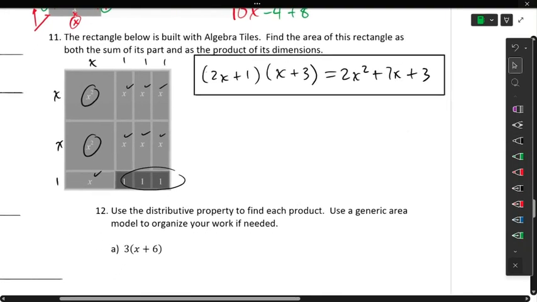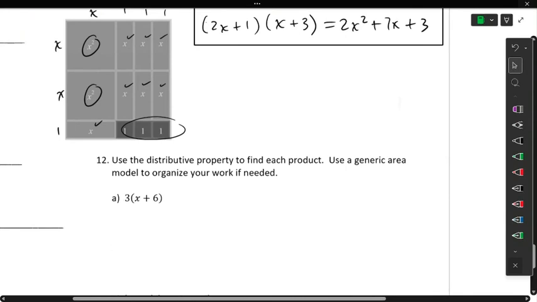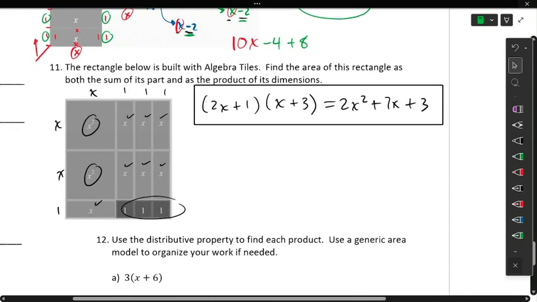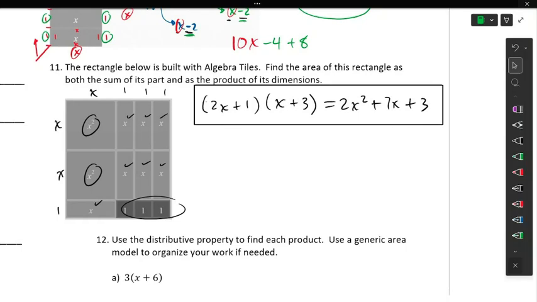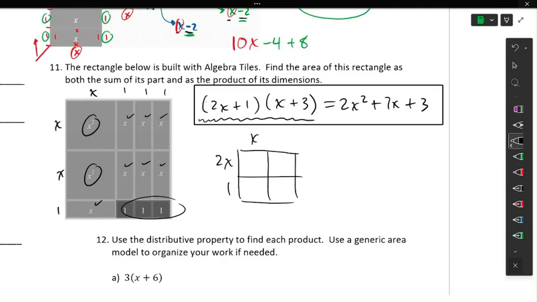Now, of course, we do not draw area models like this. What we do is, if I ask you to do this multiplication problem, we've been building generic area models where it's a 2 by 2 grid, and I'm multiplying 2 things times 2 things, and I write, this is 2x, and this is x, this is 1, and this is 3.